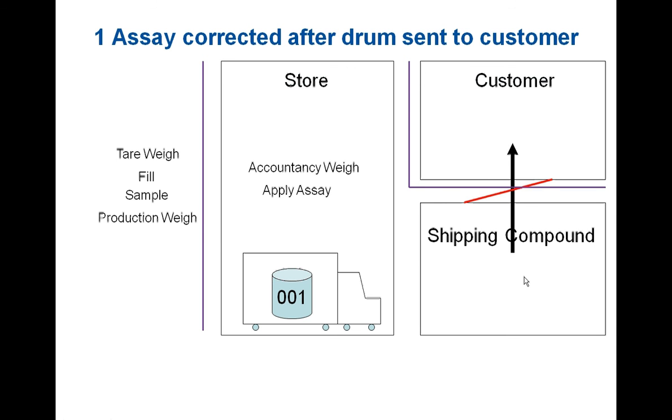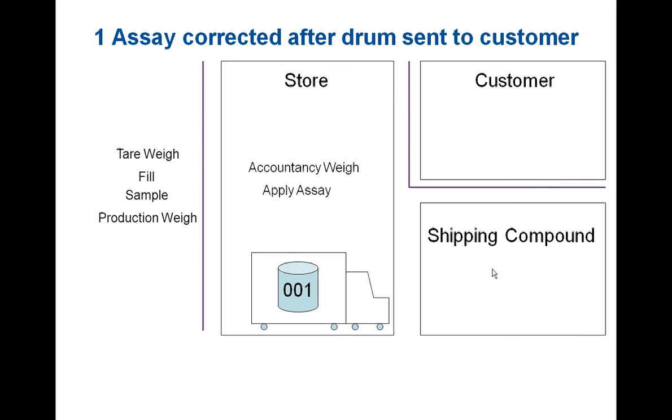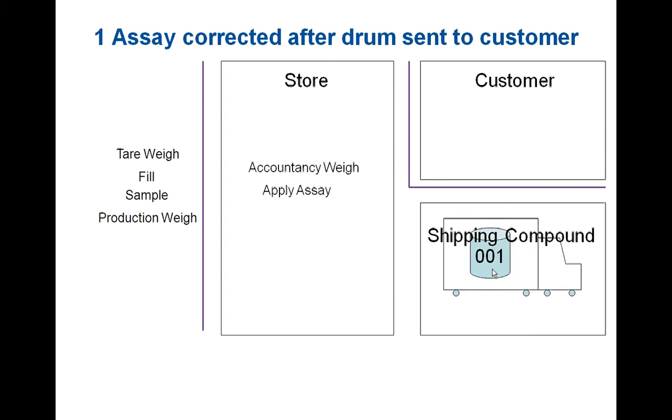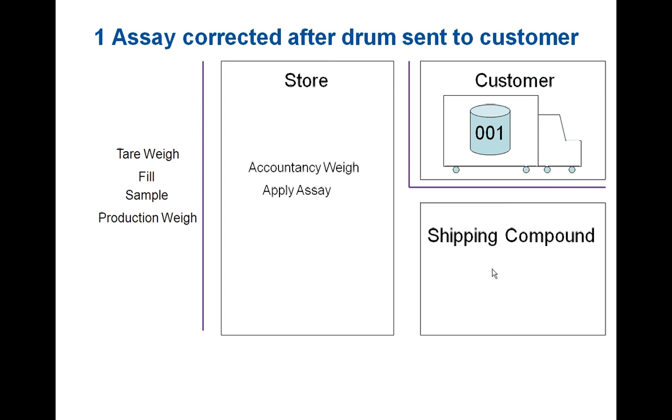We then correct the mistake by putting drum 1 into the shipping compound, so that we can therefore send it to the customer. We then realise that the assay that we applied in the store was incorrect. We apply a new assay. That is the end of scenario 1.